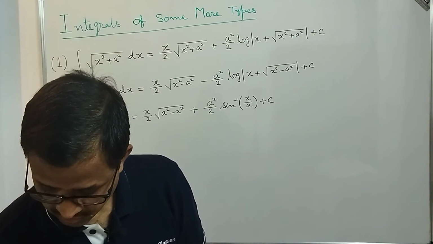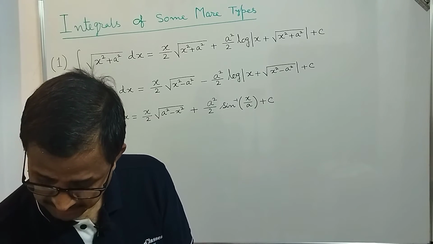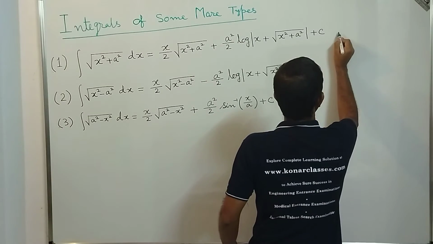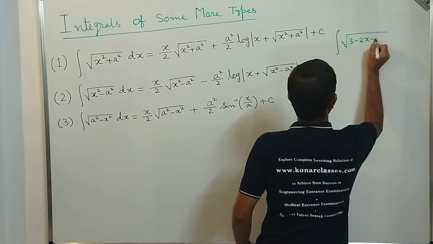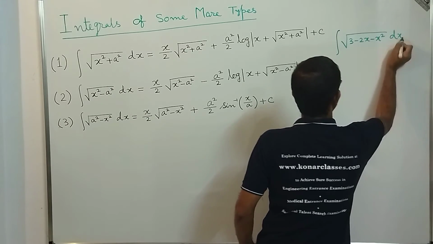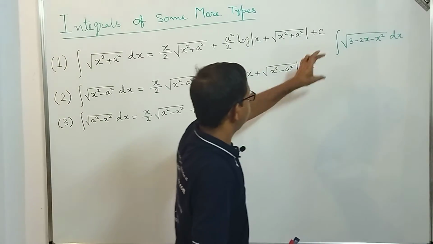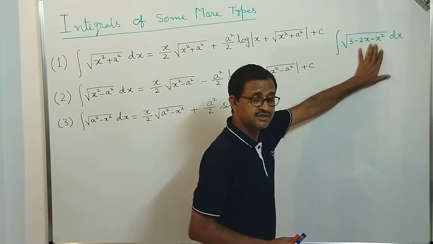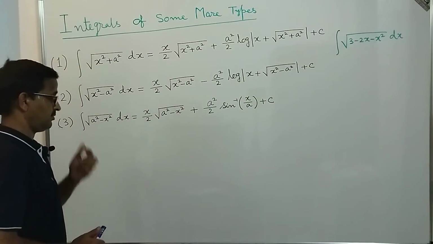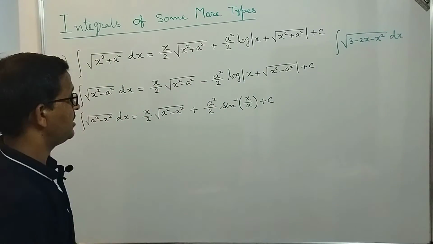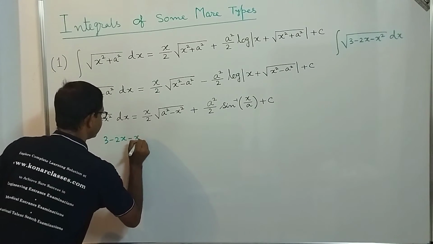So the question here is the integration of square root of 3 minus 2x minus x square dx. Dear students, what will be our purpose? Our purpose will be to work on this quadratic expression, that is 3 minus 2x minus x square, to bring it into any of these forms. That is our objective. Let's see how we can achieve this. So 3 minus 2x minus x square.